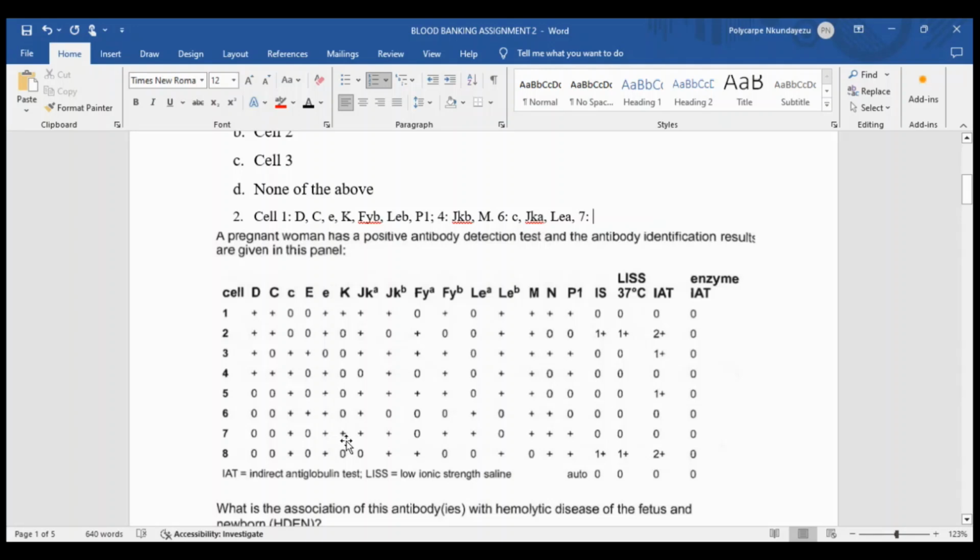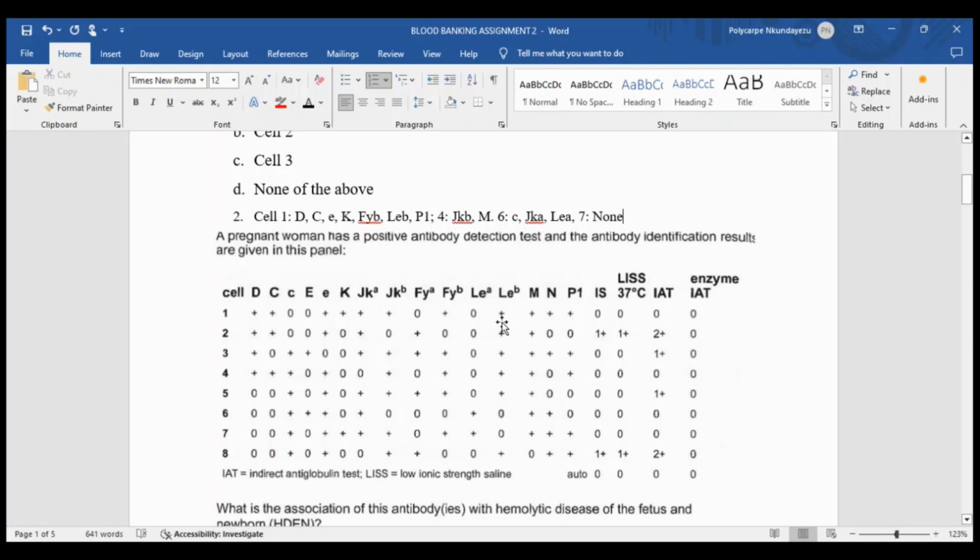Capital K has been excluded, and JKA has been excluded, and the JKB has been excluded, isn't it? And Lewis A has been excluded. MNS cannot be, P1 cannot be, right? Okay, so nothing can be excluded. So none on cell number 7. None on cell number 7 to be excluded.